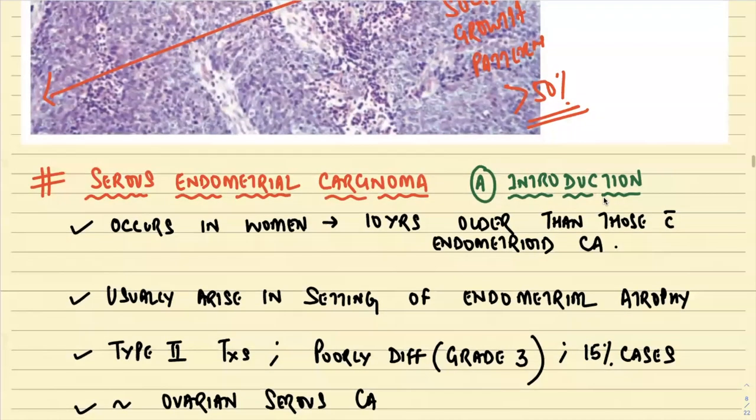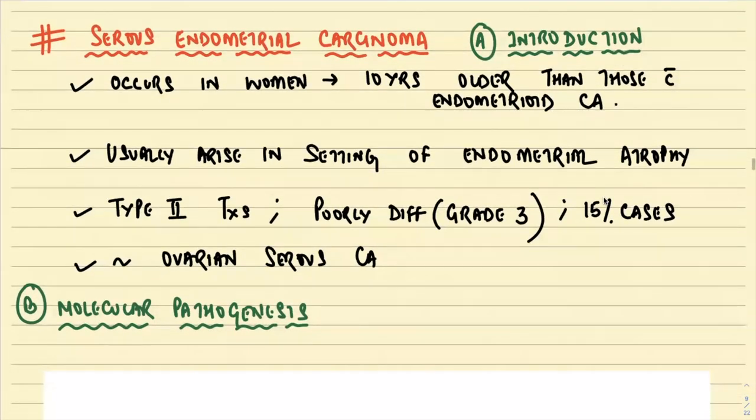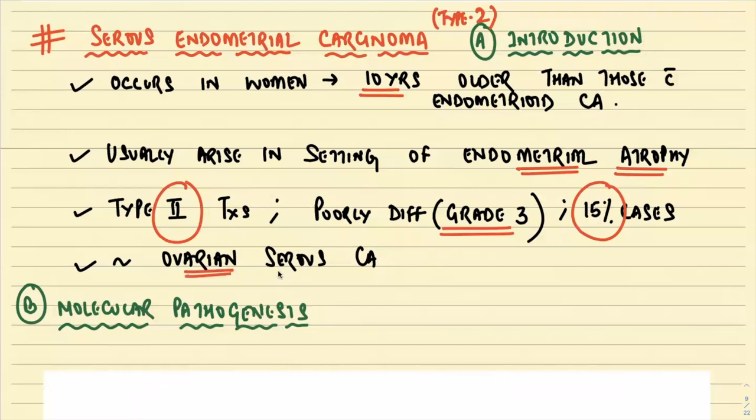Now we are going to start with the second important variety of endometrial carcinoma, which is type 2, also called the serous endometrial carcinoma. This is far more simple as compared to the above. It occurs in women who are 10 years older as compared to those with the endometrioid variety of carcinoma, the age group being 65 to 75 years. It usually occurs in the setting of endometrial atrophy, as we have already discussed. These are poorly differentiated grade 3 tumors, accounting for 15% of all the cases. The serous endometrial carcinoma recapitulates the morphology and features of ovarian serous carcinoma.